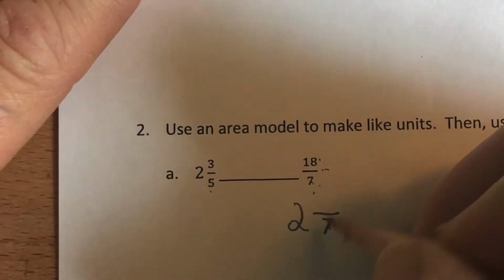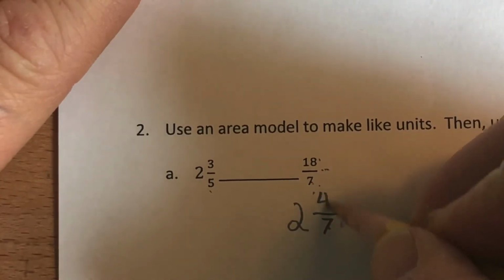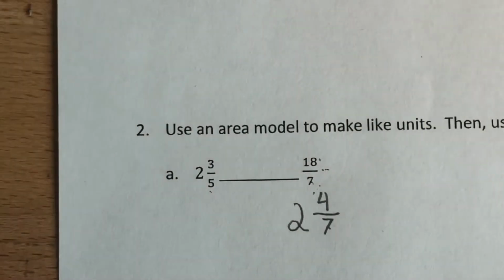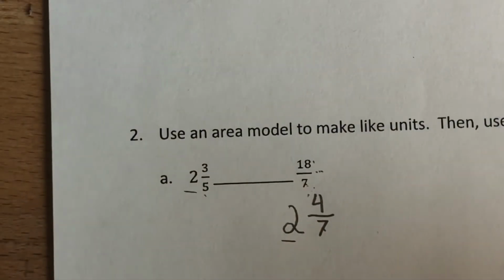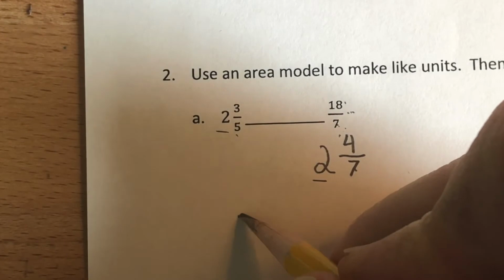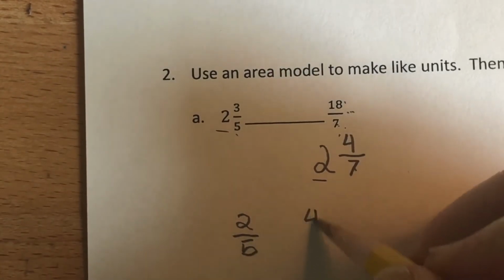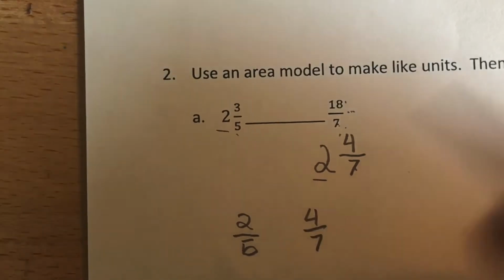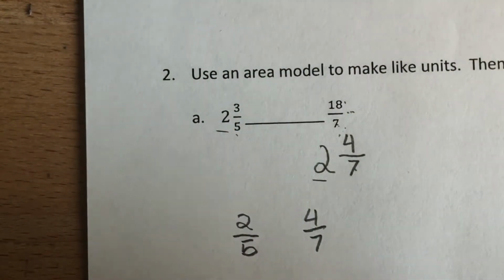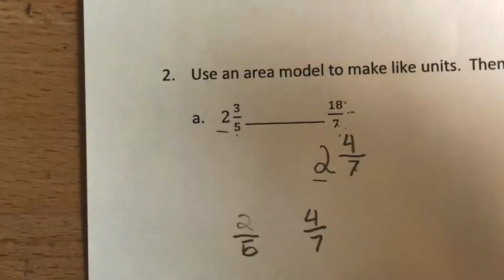7th is going to remain my denominator, and there's 4 left over. So now I've got 2 and 3/5 and 2 and 4/7. 2 and 2 are the same, so those kind of cancel each other out. Now what I'm comparing is 3/5 and 4/7. I've got to figure out basically which fraction, not 2/5, it's 3/5, sorry.